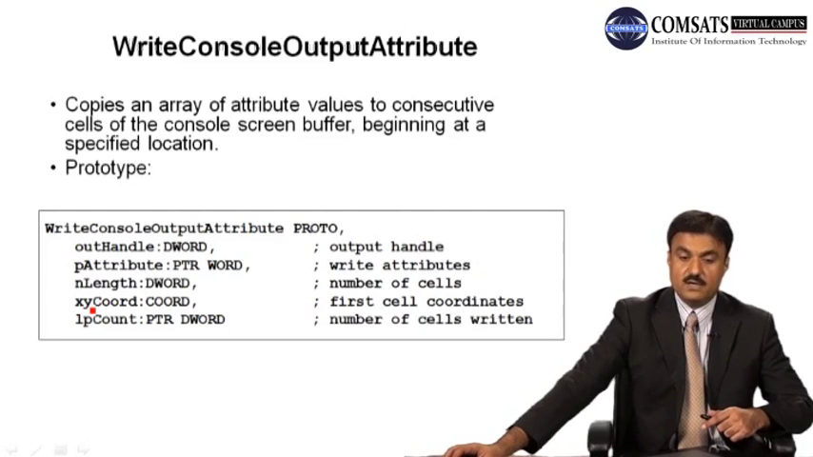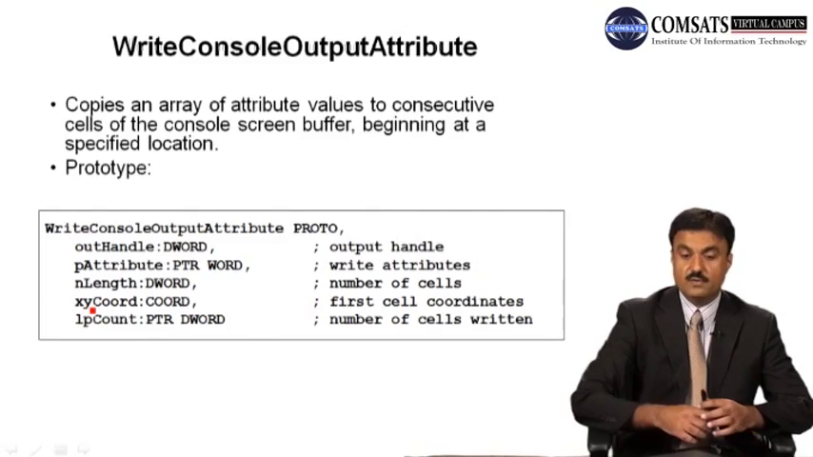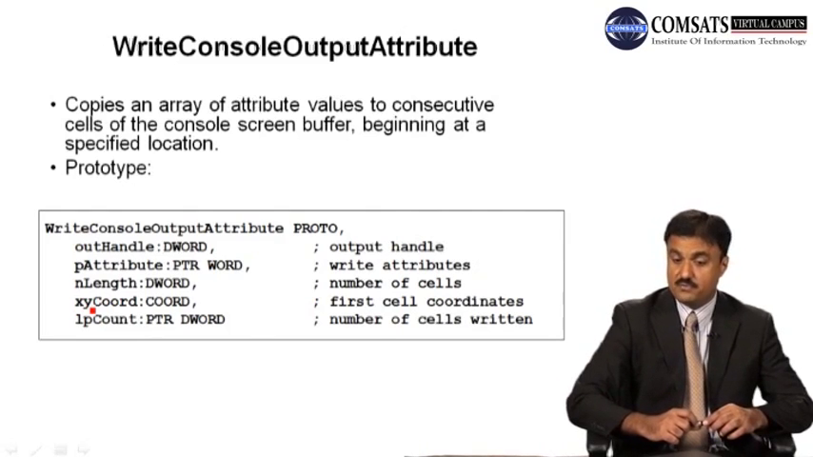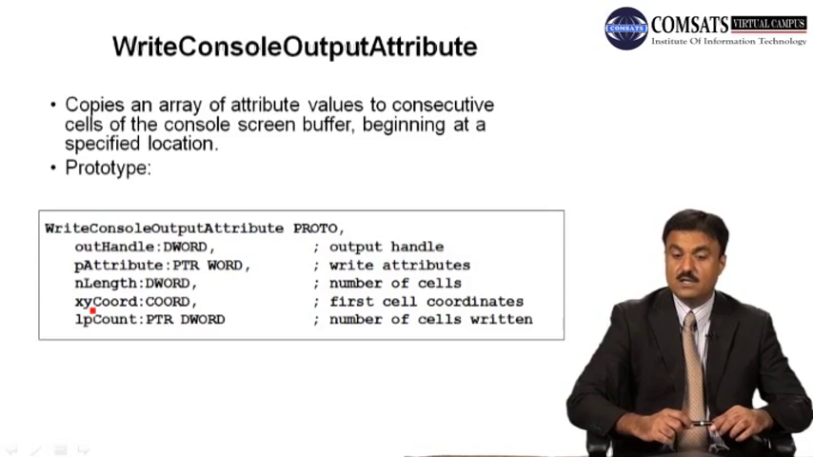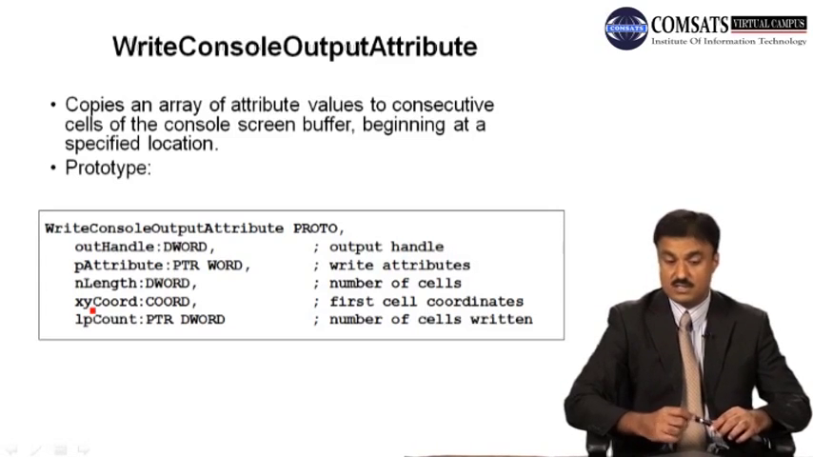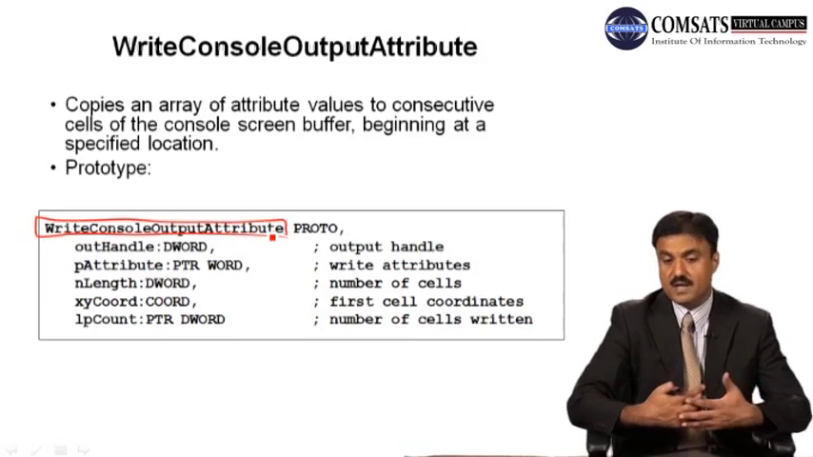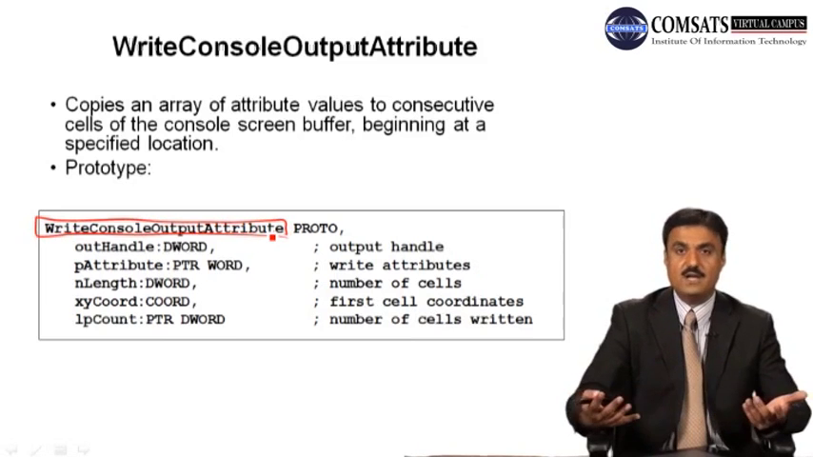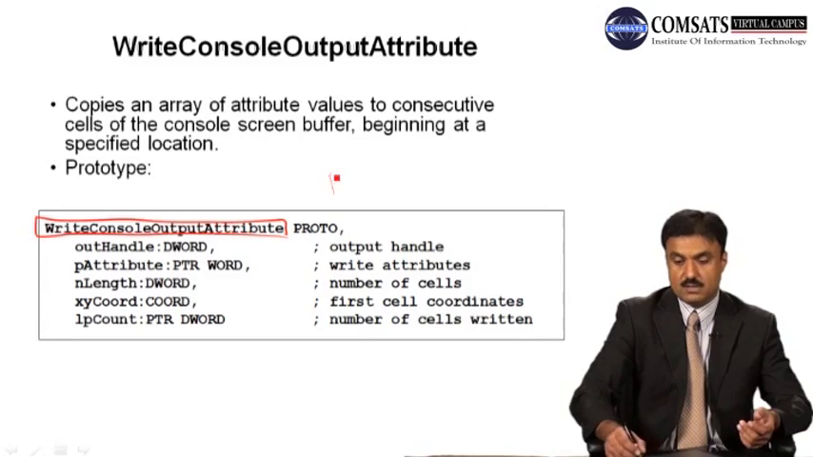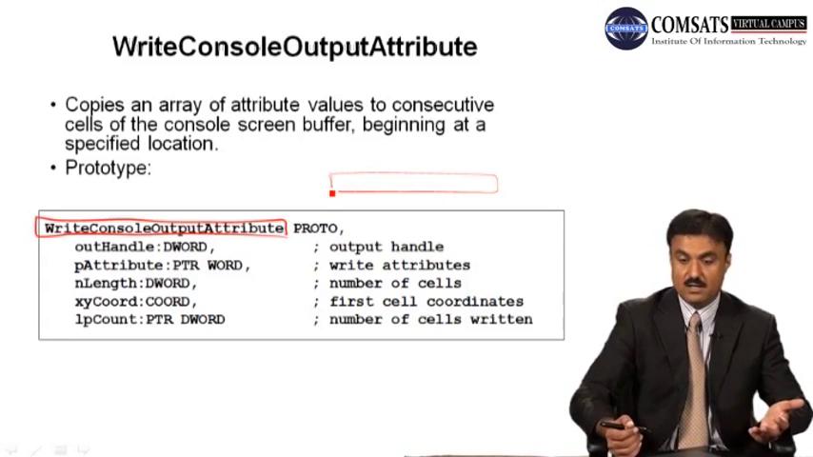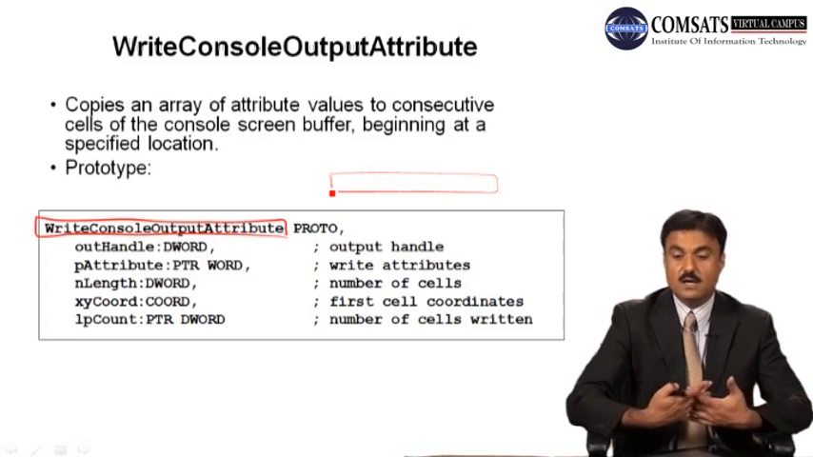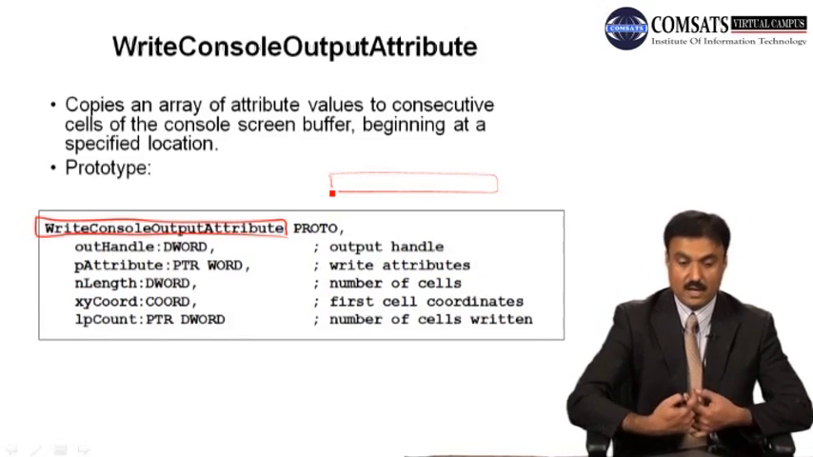Now the next one is WriteConsoleOutputAttribute. It will copy an array of attribute values to the consecutive cells of the console screen buffer, beginning at the specified location. This function will write information which copies all the arrays of attributes. So we define all the attribute arrays, for example the colors, and these colors or information will be set for all the consecutive cells, and then you can specify the location where you want to apply it.